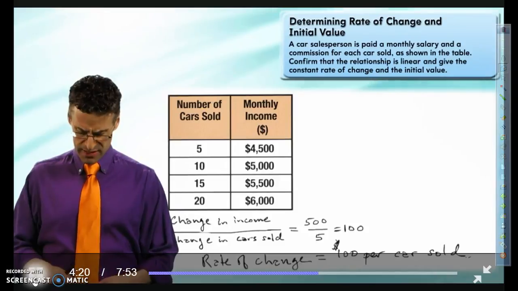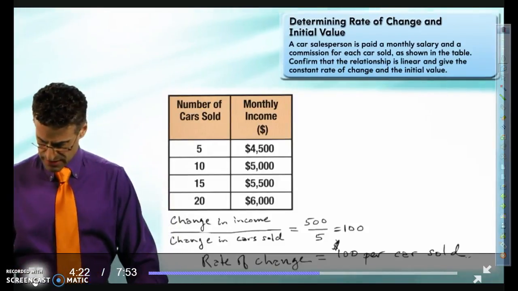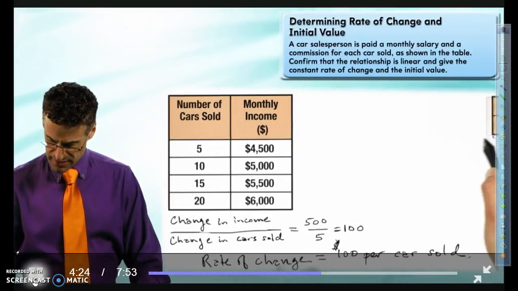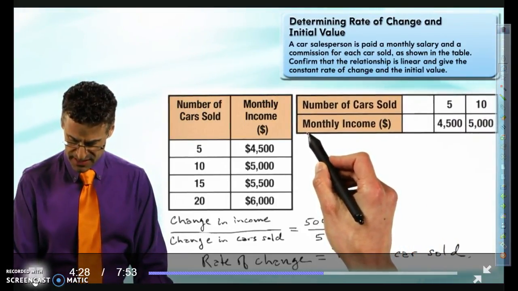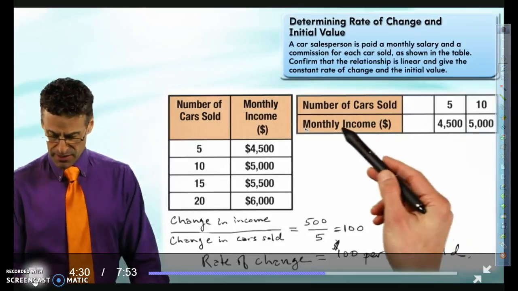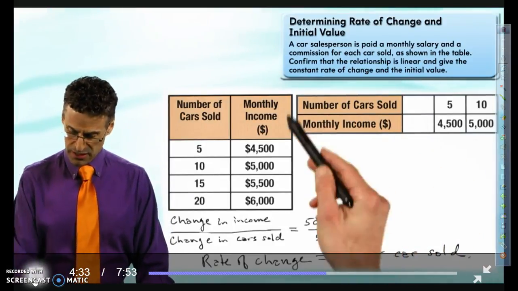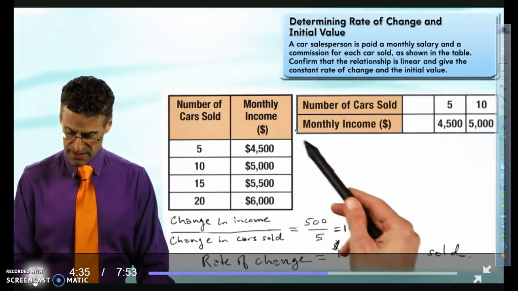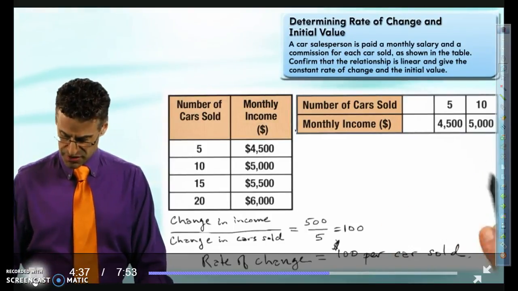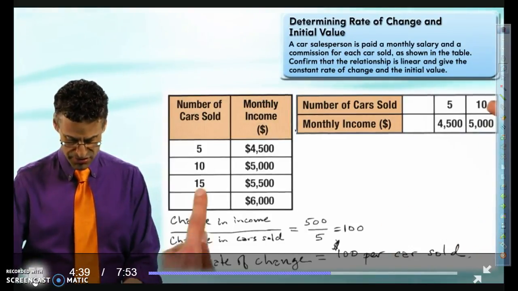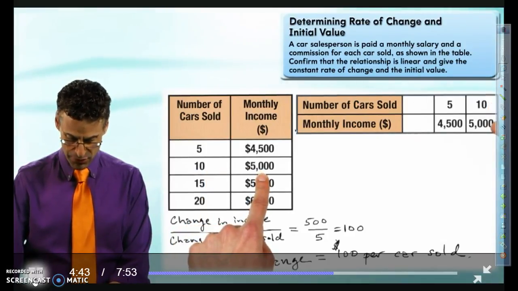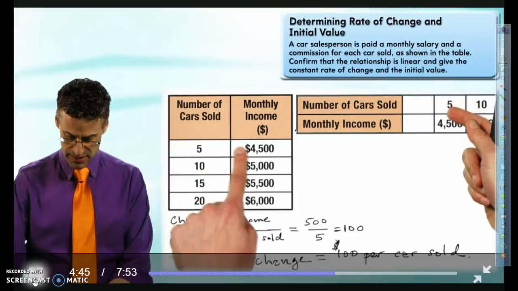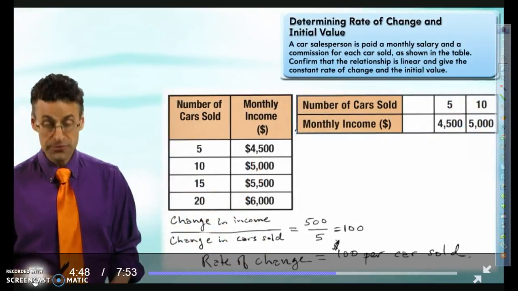Well, the initial value we can actually figure out if we make a little chart and try to work backwards. So let's make a little chart here and see if we can make sense of this. I'm going to look at this table, number of cars sold and then the monthly income, which we know. Let's just confirm that with 10 cars sold, we have an income of $5,000, that's just a repeat, and with 5 cars sold, we have an income of $4,500.